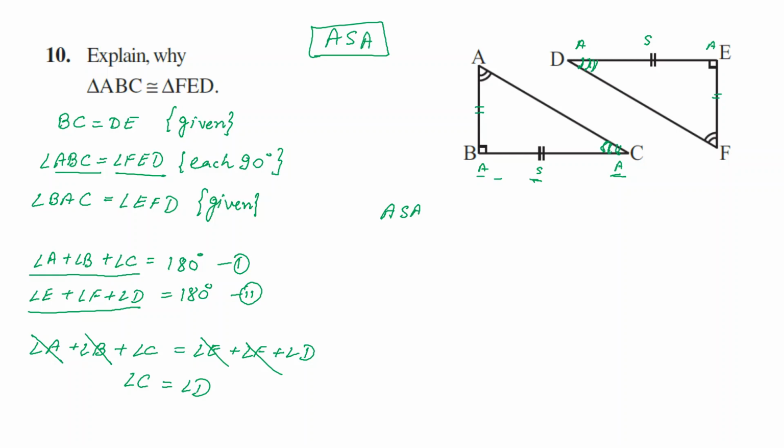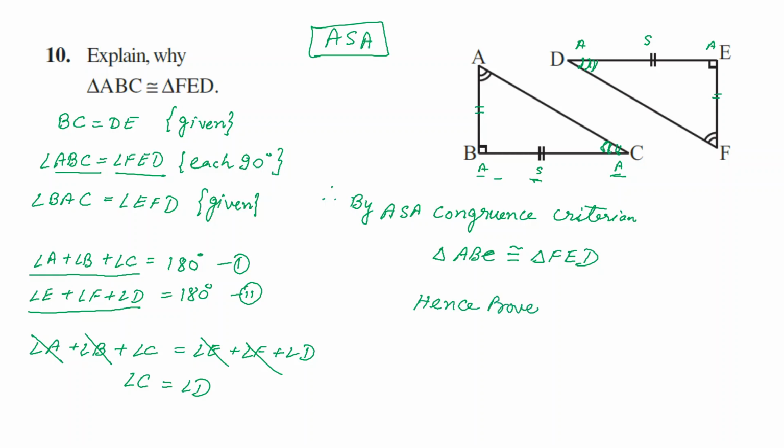So we can write therefore by ASA congruence criteria, triangle ABC is congruent to triangle FED. So this is how we can prove it.